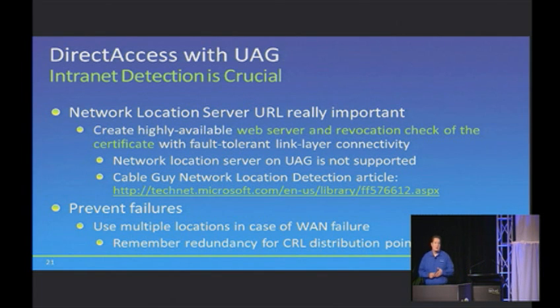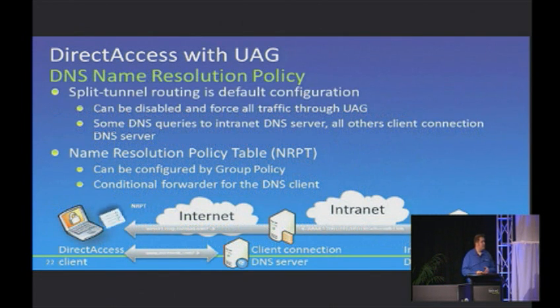They are just using the local resources. Maybe you want to have different techniques to access the resources when the WAN is down. There's actually a pretty good article by Cable Guy, so please look at that article when you're deploying the UAG network location service. You can use your own internal PKI. There's no reason why that's not working, but just make sure that it's highly available. Cluster it, make sure that the CRLs are available as well.